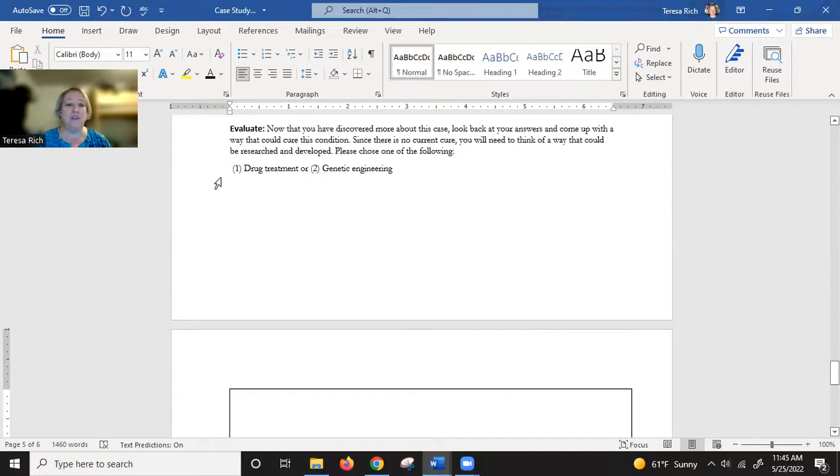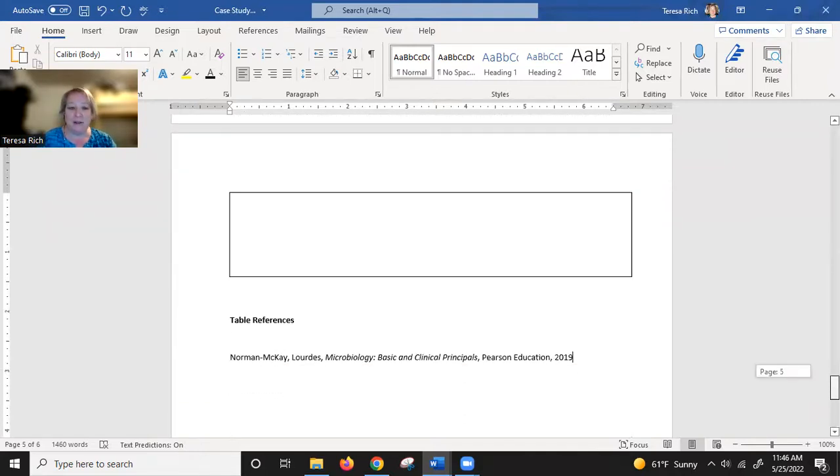So I want you to choose one of the following ways, okay? Either drug treatment or genetic engineering, okay? So you pick one and you kind of think about, you know, what kind of drug would help cure Henry, okay? Or with genetic engineering, you know, how could that help cure poor little Henry, okay? So you would put your answer here, okay, with in-text citations and full references. Okay, so I'm going to stop share.